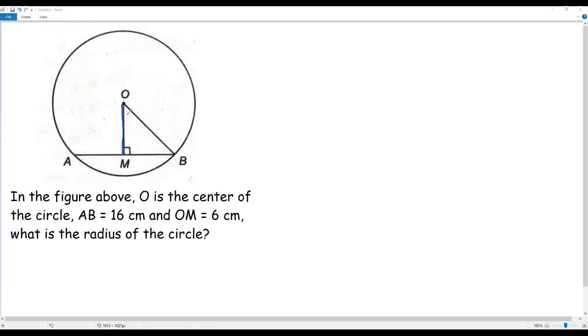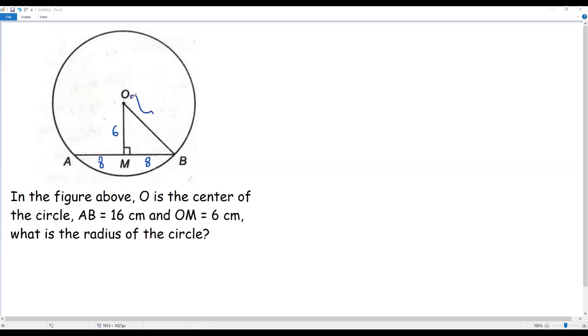So the perpendicular OM drawn from the center O to chord AB divides the line segment AB into two equal parts. Already we know that the length of AB is 16 centimeter, so it is divided by the point M into two equal parts. Then the length of AM is 8 centimeter. The length of MB is also 8 centimeter. And also the question says the length of OM is 6 centimeter. Okay, so they ask us to find the radius of the circle.